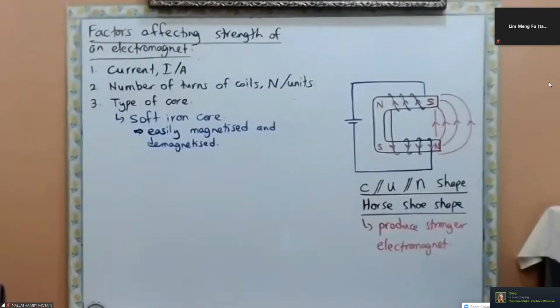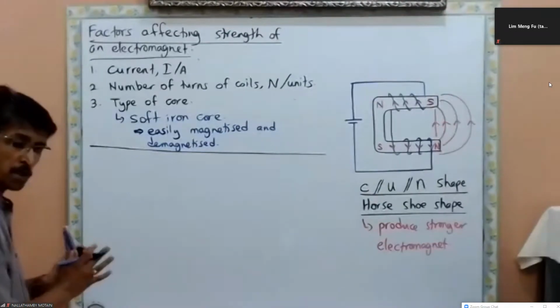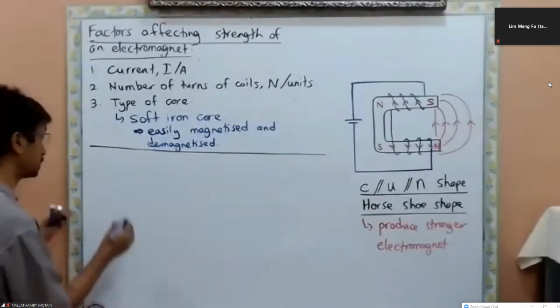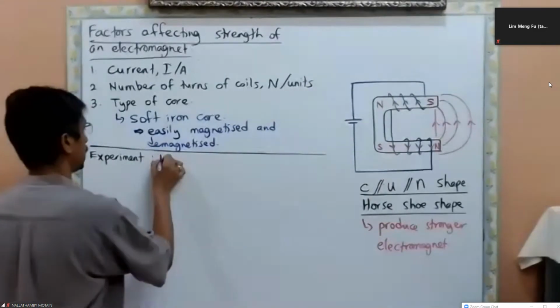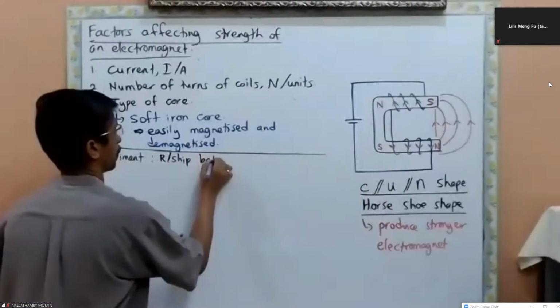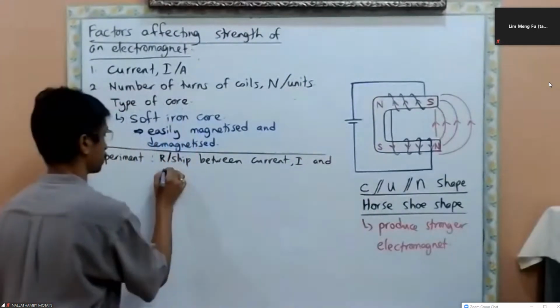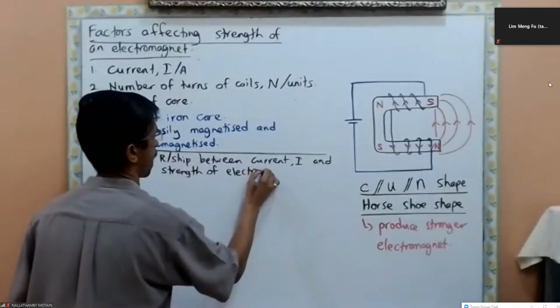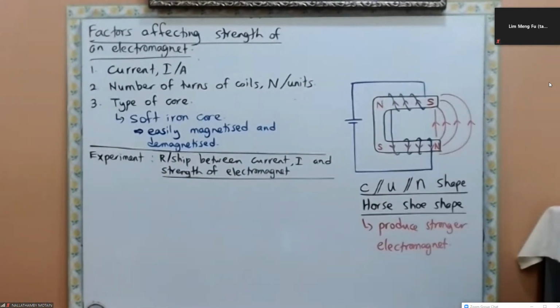Okay, so now we are going to go through the experiment. I'm not going to give you a complete report now. Here, I start with variables. I go through the arrangement, and then the rest you have to do on your own. But you have to go a bit fast. Okay, let's go through the experiment. We want to find the relationship between current I and strength of electromagnet.